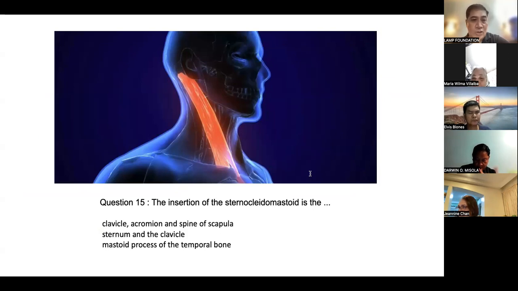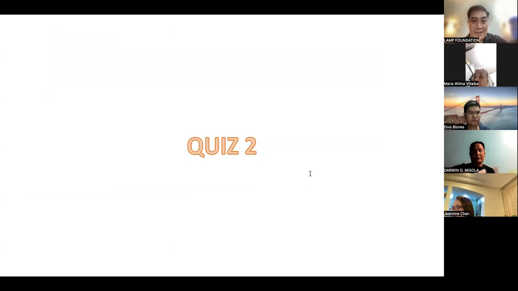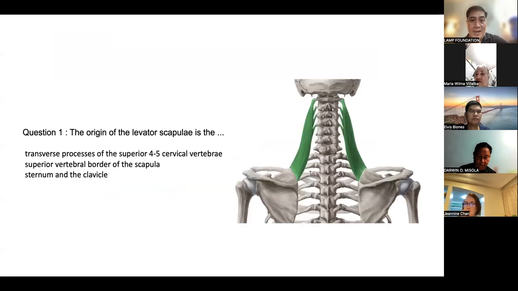Kanina origin, ngayon insertion naman. Sternum and the clavicle? No, kanina yan. Baka mali ako ng sagot kanina. Nagkabaligtad. So mastoid process of the temporal bone. Magkakamali ka talaga pag mali ka sa origin. Next week, we're going to discuss how to differentiate the origin and insertion. For now, memoryan muna tayo.